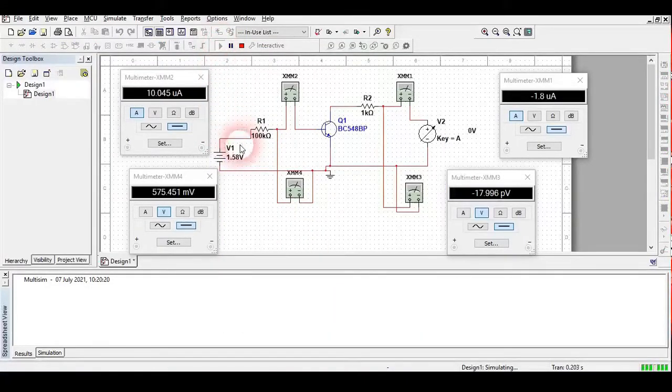So look here, at 1.58 volt of V1, this IB is around 10 microampere. So now we are not going to change this value of V1. We will change the value of V2 here, and for different values of V2, we will take the values of IC and VCE, and then we will plot the graph.